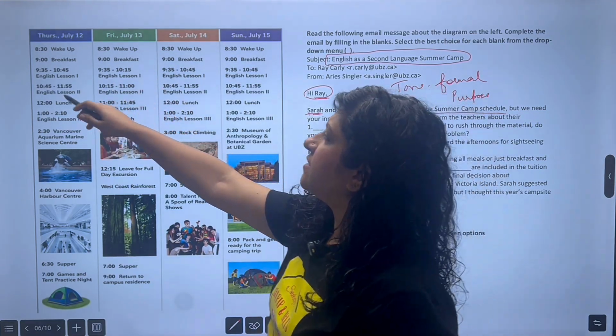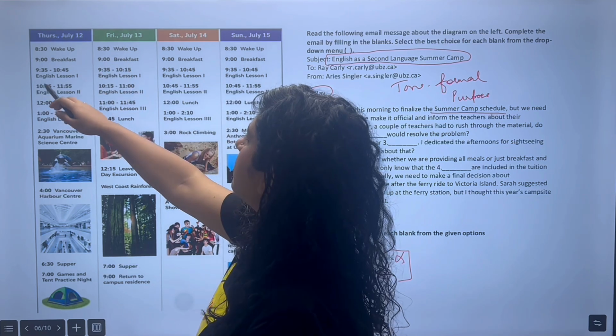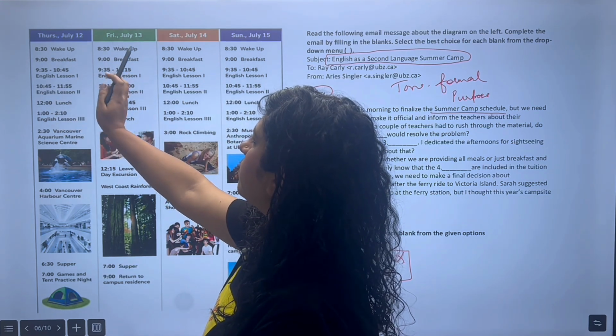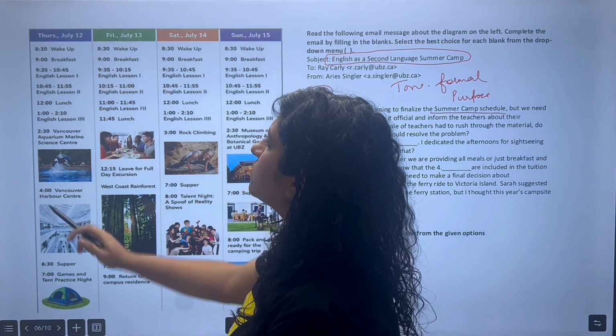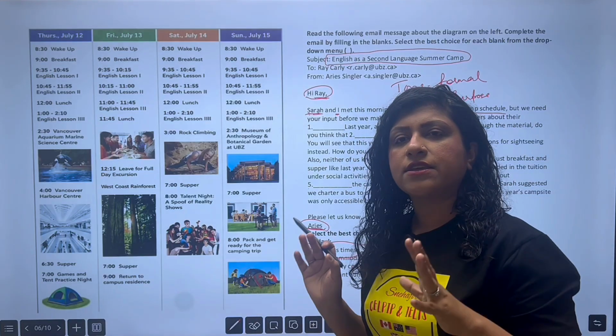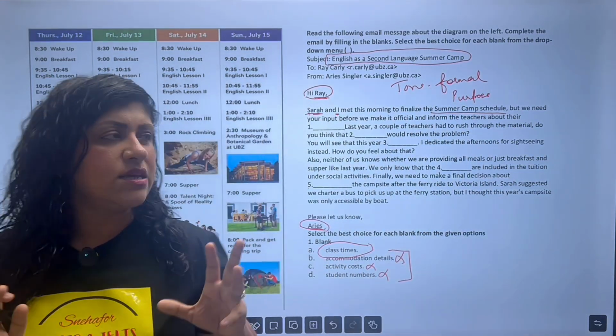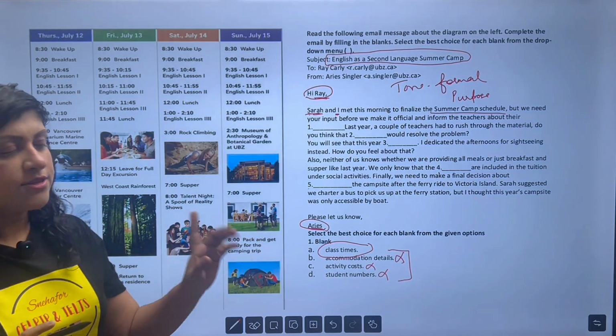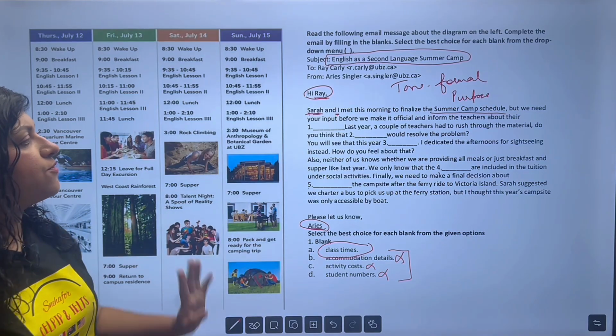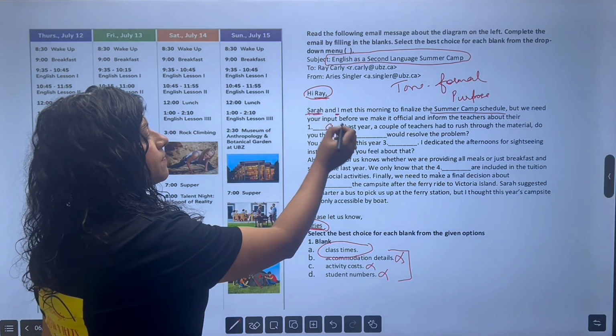As you can clearly see, it says 8:30 wake up, 9 breakfast, 9:35 to 10:45 English lesson 1, and so on. So the schedule is obviously about the class timings. So A would be the answer for question number 1.